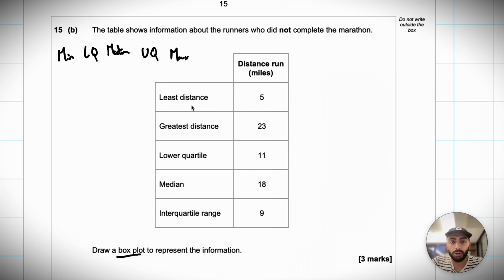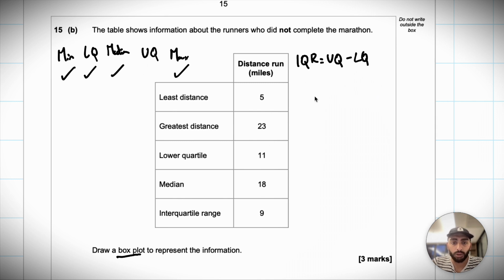Let's see what we've got. We've got the least distance, which is the minimum, the greatest distance, the maximum, the lower quartile, the median, and the interquartile range. So we're missing the upper quartile. How do we work out interquartile range? Interquartile range is just the upper quartile minus the lower quartile.